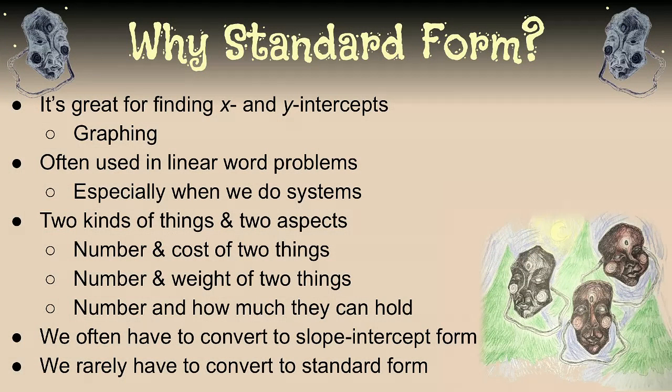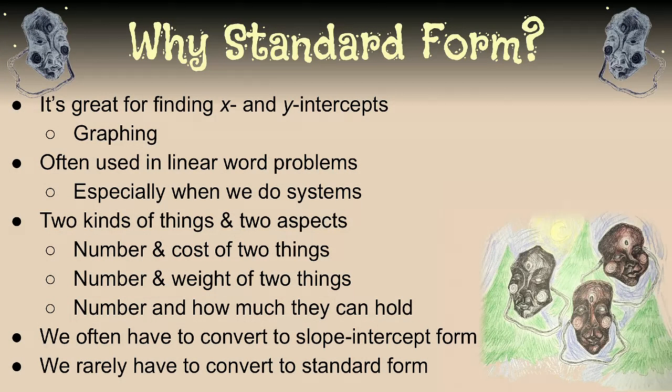Especially when we do systems, when there are two kinds of things and two aspects, number and cost of two things. Number of hamburgers ordered, cost of hamburgers ordered. Number of French fries ordered, cost of French fries ordered. So that's two kinds of things, two aspects, number and cost. Number and weight. Number and how much something can hold. So these are really typical kinds of word problems that we see.